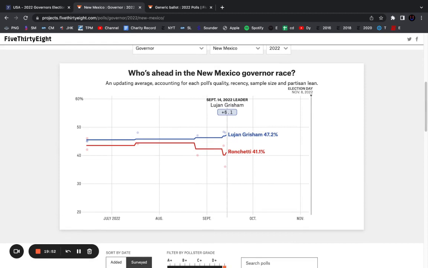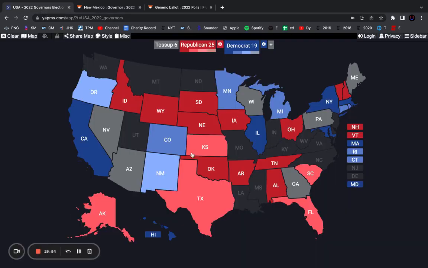Ron Chetty hasn't really attacked her scandal as much of late, so I don't really know. His 2020 Senate campaign was really good, but his campaign for governor has been lackluster so far. So I've lost a lot of my original confidence in him.